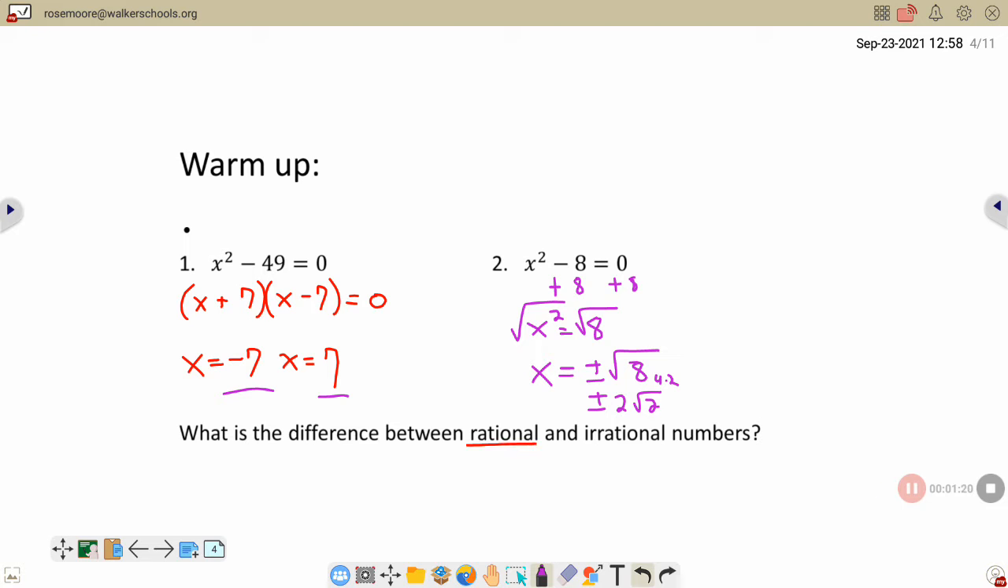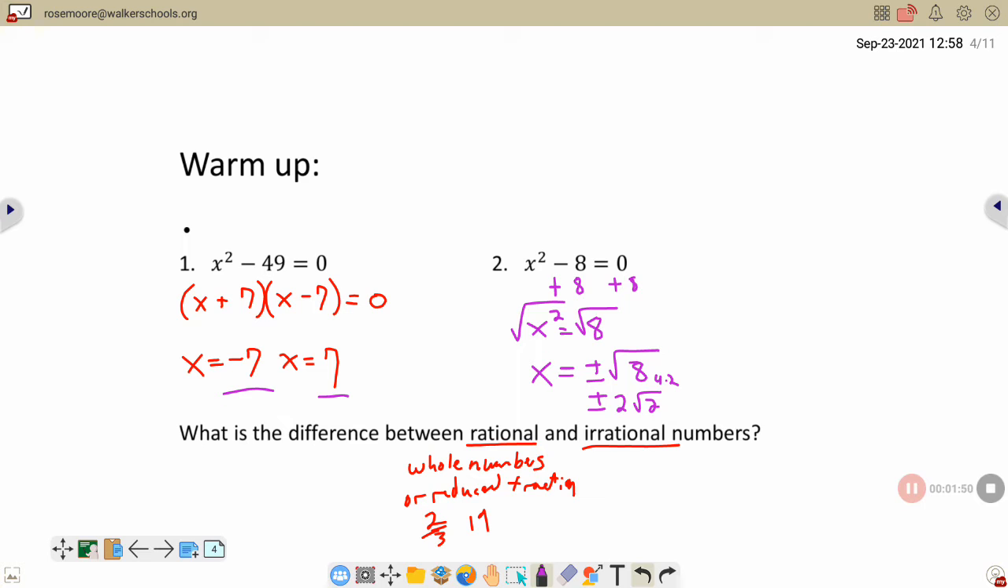So what's the difference between rational and irrational numbers? Rational numbers can be whole numbers or reduced fractions. So 7 and negative 7 are rational. So is 2/3. So is 19. Lots of numbers are rational.